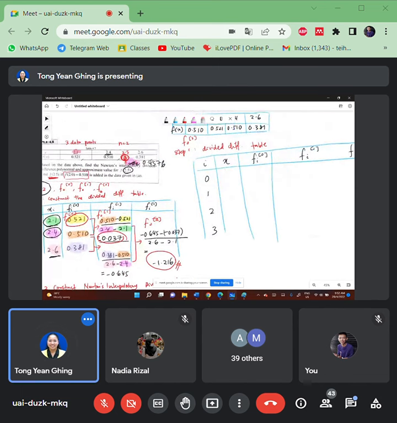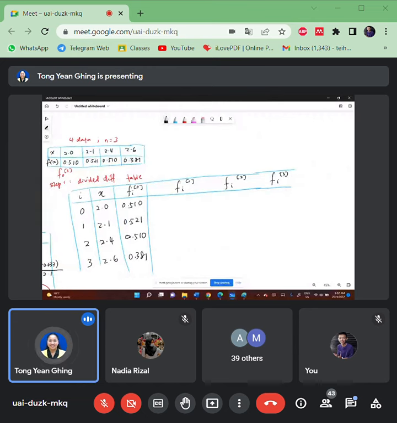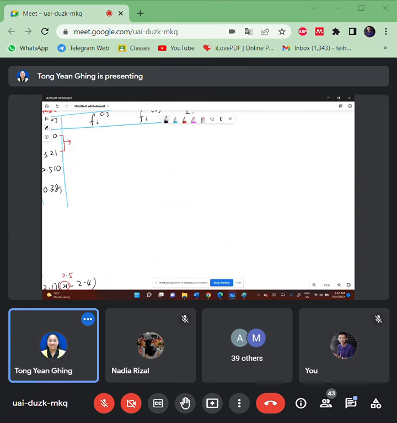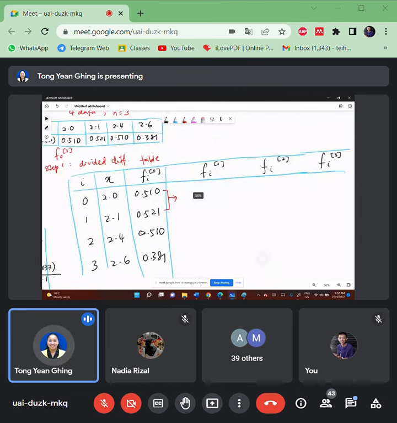Okay. So sekarang masukkan nilai. X0 is 2.0, this one 0.510, 2.1, 0.541, 2.4, 0.510, 2.6, 0.381. Okay. So sekarang we do the divided difference for this one. So sama-sama buat dengan saya.